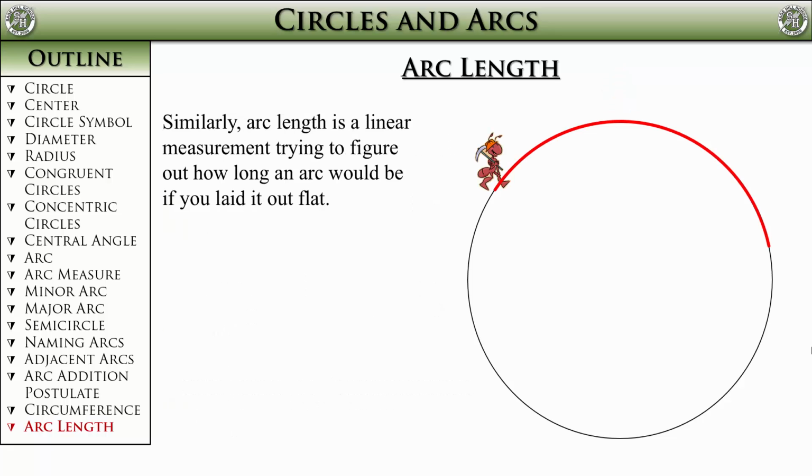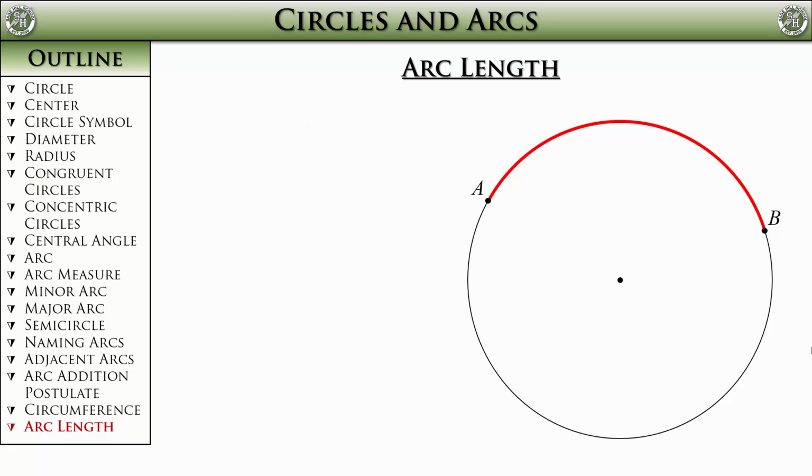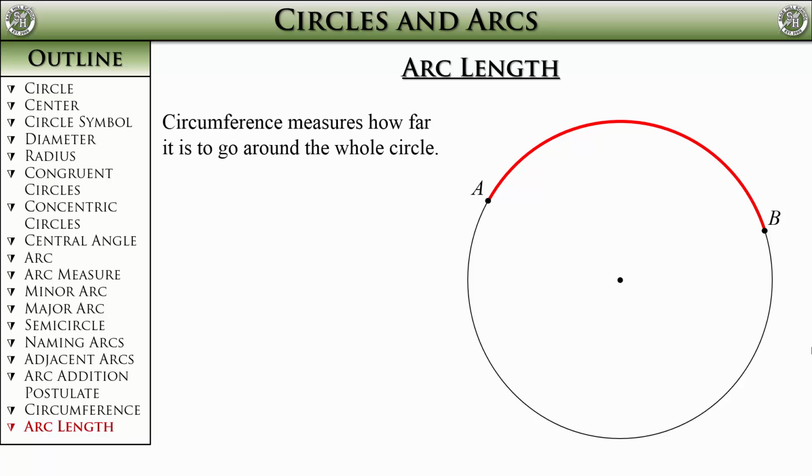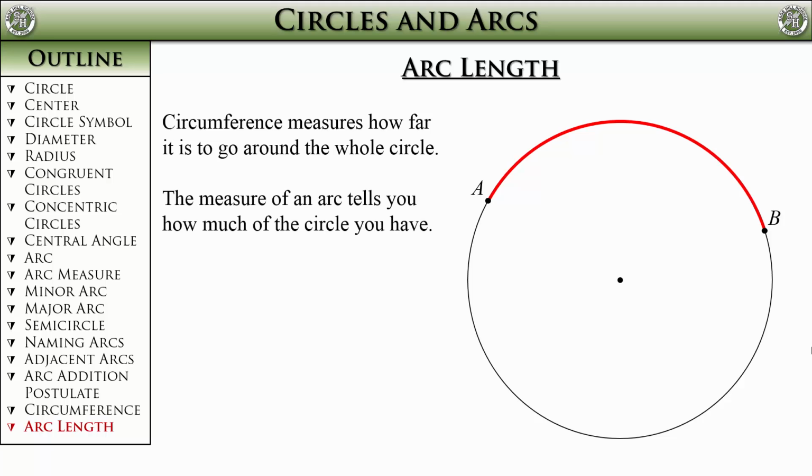Similarly, arc length is a linear measurement trying to figure out how long an arc would be if you laid it flat. Or in the ant example, how far a little guy here has to walk in order to cover the whole arc. That's what arc length is. The trick is how to calculate it. You can actually puzzle it out for yourself if you really think about it. Here are the pieces you need to consider in order to puzzle it out. The circumference measures how far it is to go around the circle. The measure of an arc tells you how much of the circle you have. Those are the 2 key pieces of information we need in order to compute arc length.